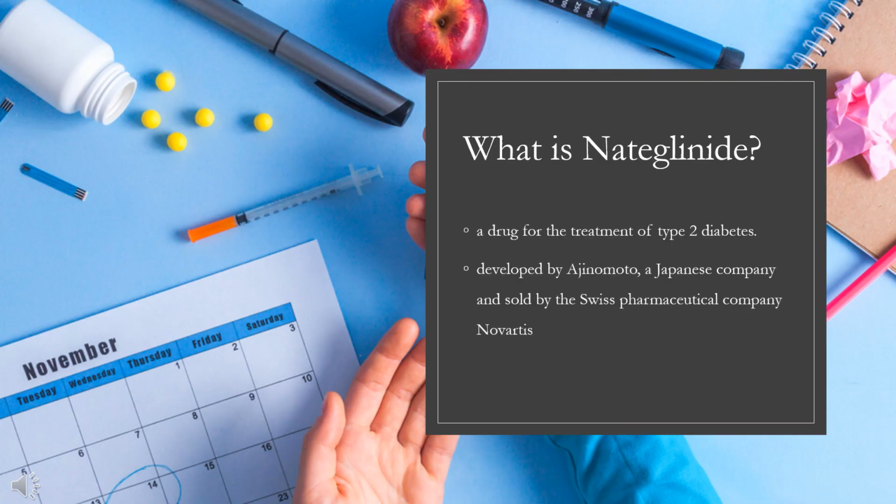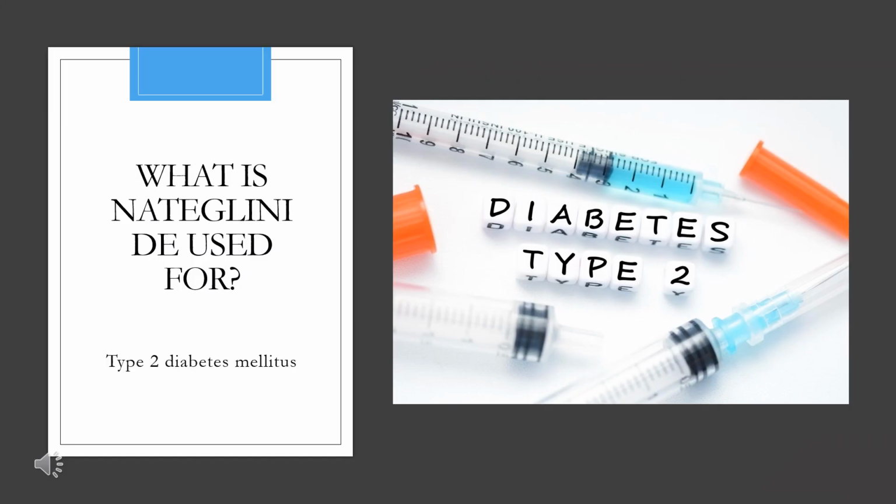What is nateglinide? Nateglinide is a drug for the treatment of type 2 diabetes. Nateglinide was developed by Ajinomoto, a Japanese company, and sold by the Swiss pharmaceutical company Novartis. Nateglinide belongs to the meglitinide class of blood glucose-lowering drugs. What is nateglinide used for? For the treatment of non-insulin-dependent diabetes mellitus in conjunction with diet and exercise.